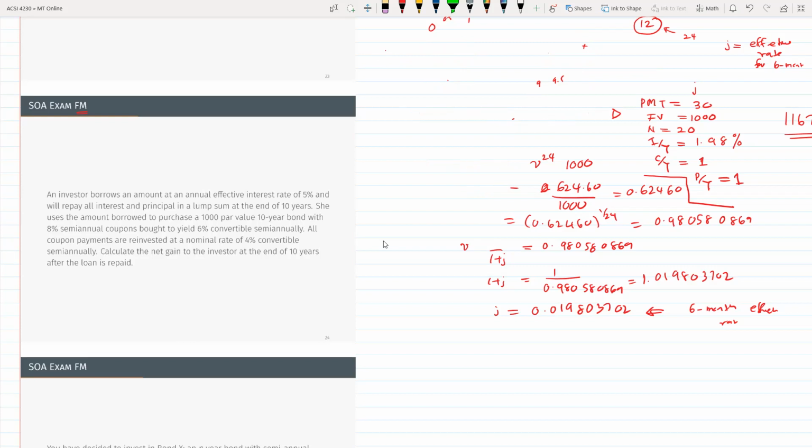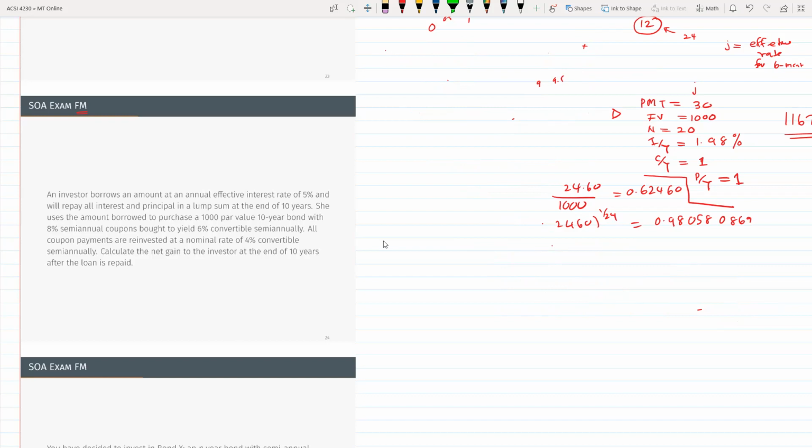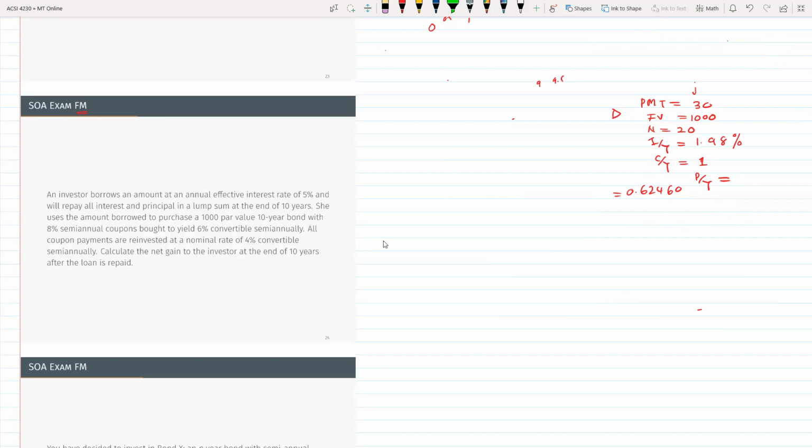So here you can see that the problem is actually two parts. First, you borrow money, so you need to know how much you really borrowed. And then the person reinvests the coupon amount. So then we need to calculate the aggregate sum of those deposits, the future value of those deposits into the separate account. So let's start.